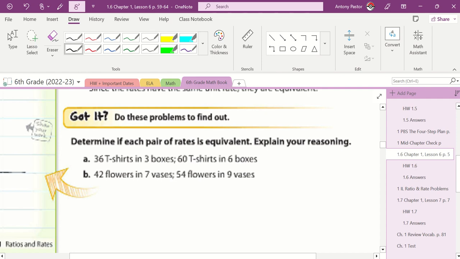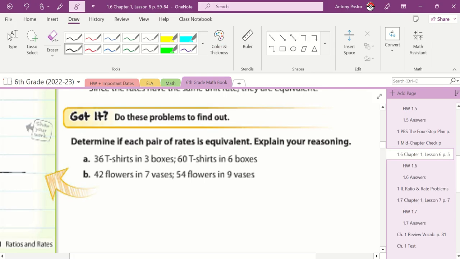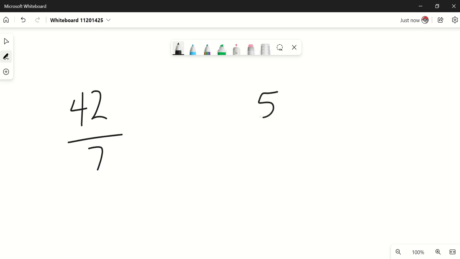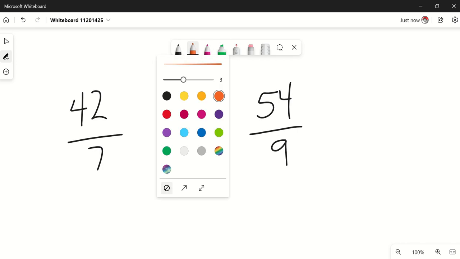With question B, 42 flowers in 7 vases compared to the 54 flowers in 9 vases. This is not going to be one where I can convert because I can't make 7 become 9. It's not going to happen. So in this one, I am going to use unit rate. And I'm going to go ahead and use some different colors for this one.